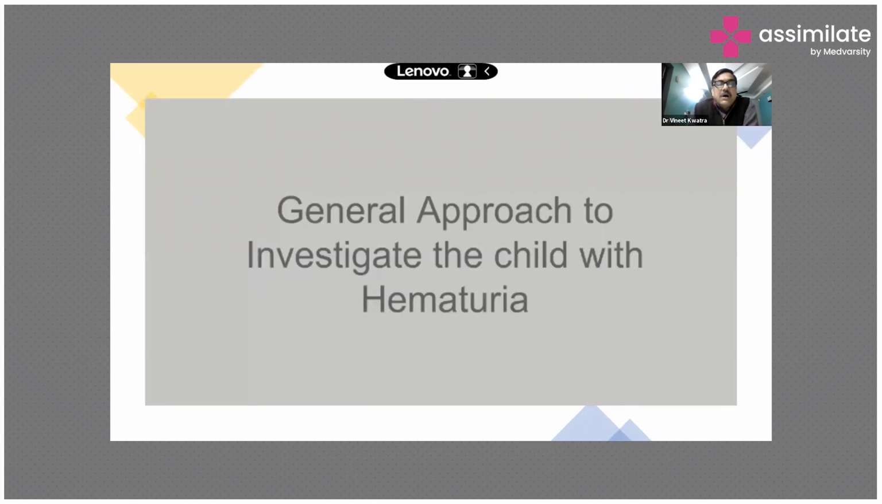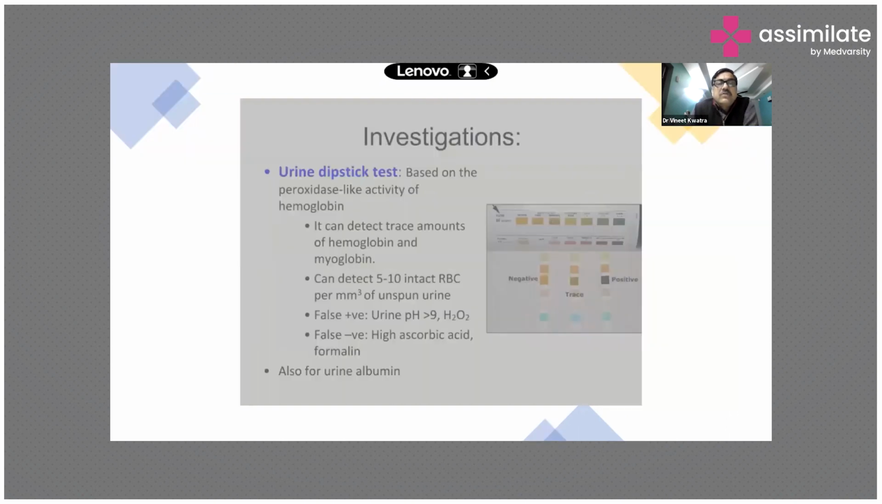So let's come to a general approach to how we investigate a child with hematuria. Let's go with investigations. Now we have basically taken the whole history. Our child has come with the mother with a history of hematuria and a history of fever which was there 10-15 days back, and you have examined him and there's no finding as such.